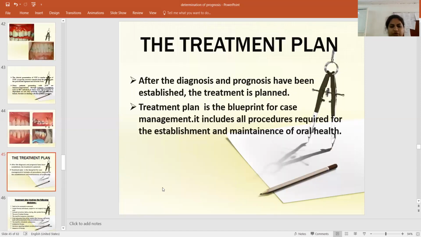Now about the treatment plan. What happens after the diagnosis and prognosis? The third stage is your treatment plan. After the diagnosis and prognosis have been established, treatment is planned, and the treatment plan is a blueprint for the case management. It includes all the procedures which are required for the establishment and maintenance of oral health.